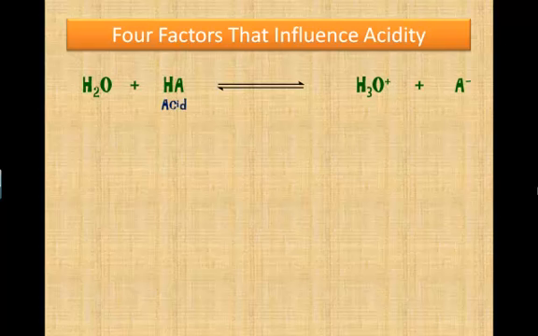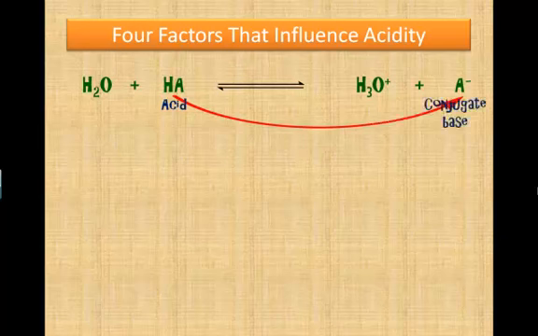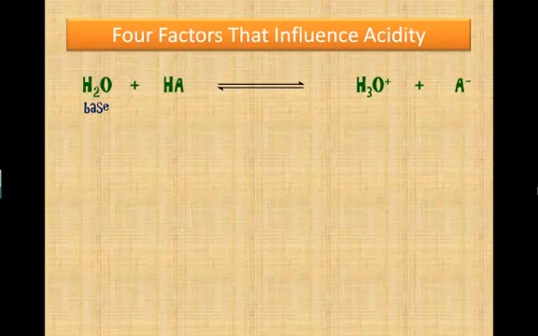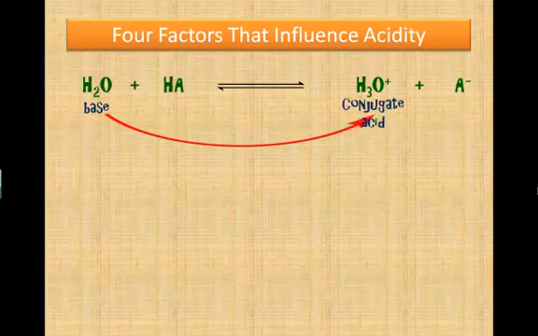So on the left side of our reaction, this species is our acid, and HA is not a real acid, it's just a generic representation for any acid. When HA gives up a proton, it forms the conjugate base A-. So on the right side, H3O+ must be our acid, and the conjugate base is H2O. I could also just call water the base, and I could say that H3O+ is the conjugate acid.